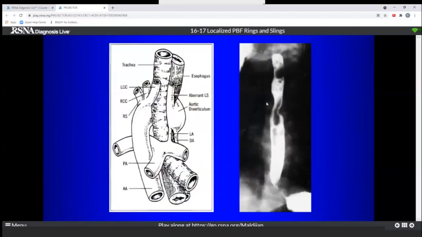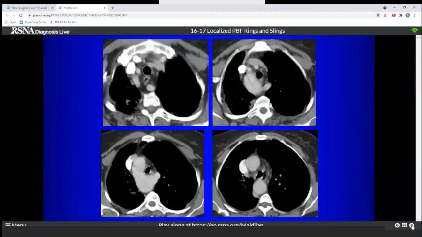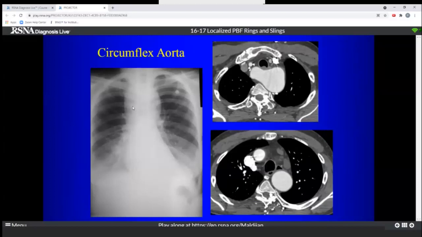So you can see the indentation here of the right arch and the aberrant left subclavian on the esophagram. And on CT, right arch, aberrant left subclavian. Often we have this diverticulum of Kommerell, as you see there at the origin of the left subclavian artery. Now, the case that I showed you earlier, where we have a right arch, aberrant left subclavian, but the descending aorta is on the left side, this is called a circumflex aorta, where the aorta goes around the trachea and the esophagus. So when you have a right arch, although the right arch usually descends on the right side, it may also make its way to the left and descend on the left side, as in this case.